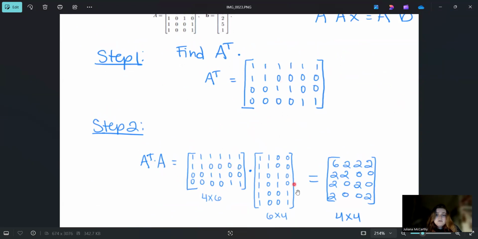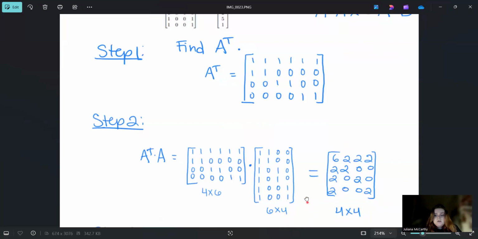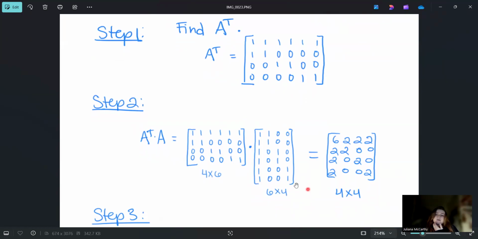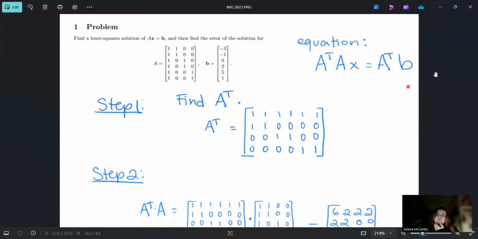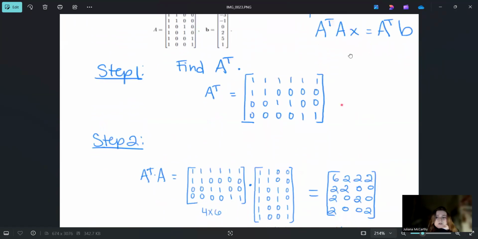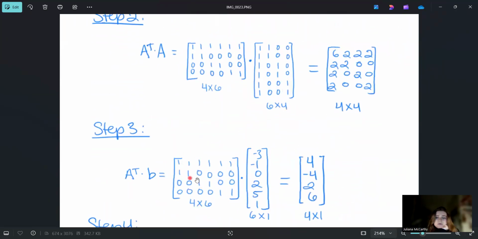A transpose is what we just found. A is what we are given up here. Using matrix multiplication, we are going to get this matrix. So that is our A transpose times A. Now we want to find A transpose times b, where b is what they give us. We see these two inner numbers are the same, 6 and 6, same with up here, 6 and 6. That means they can be multiplied together, and what you're going to get is these two outer numbers.